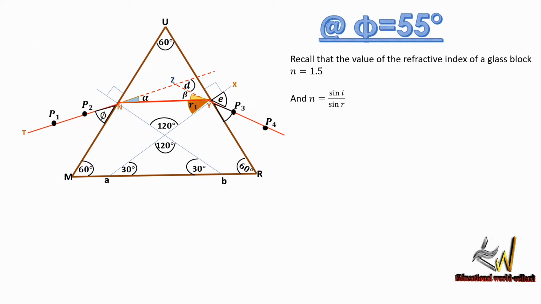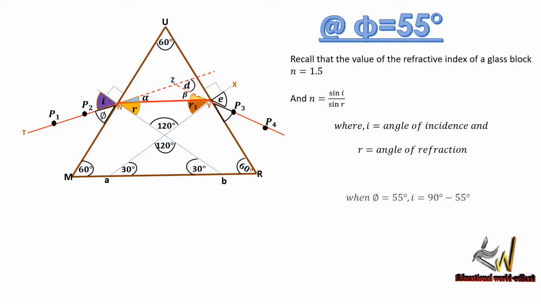When phi becomes 55 degrees, all the processes we've gone through before repeat themselves again. So we have that the refractive index is 1.5 and is given by the formula sine of the angle of incidence all over the sine of the angle of refraction. And I have told you what the sine of the angle of incidence is and that of the refraction is.